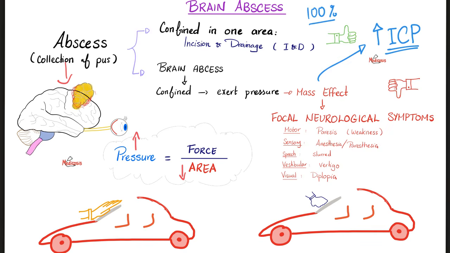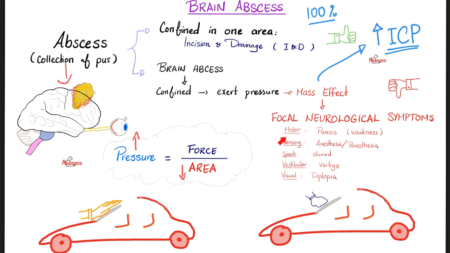And therefore, if you have intracranial hypertension, you know what else is going to happen? The pressure in your eye will increase. We call this papilledema. See how this mass effect is destructive? And it can cause focal neurological symptoms.